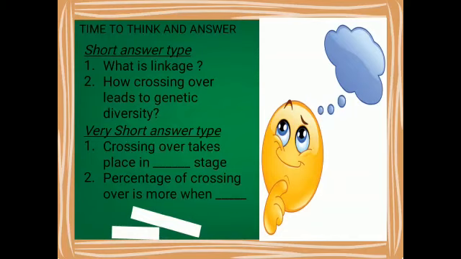So, students, in today's session, we studied about linkage and recombination, how crossing over leads to recombination and recombination leads to genetic diversity. So, this is all about linkage and recombination and Thomas Hunt Morgan's experiment which he conducted on Drosophila melanogaster.